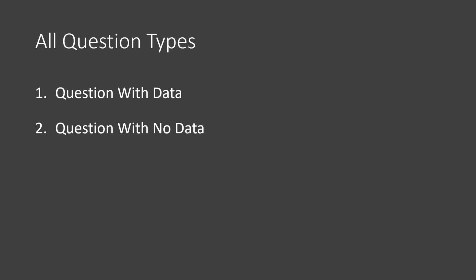Within this part 5, there are going to be three general types of questions. One is a question with data, one is a question with no data, and one is a standard deviation question. This is just general. There are obviously going to be some questions that sit in between, but these are generally what you'll find.